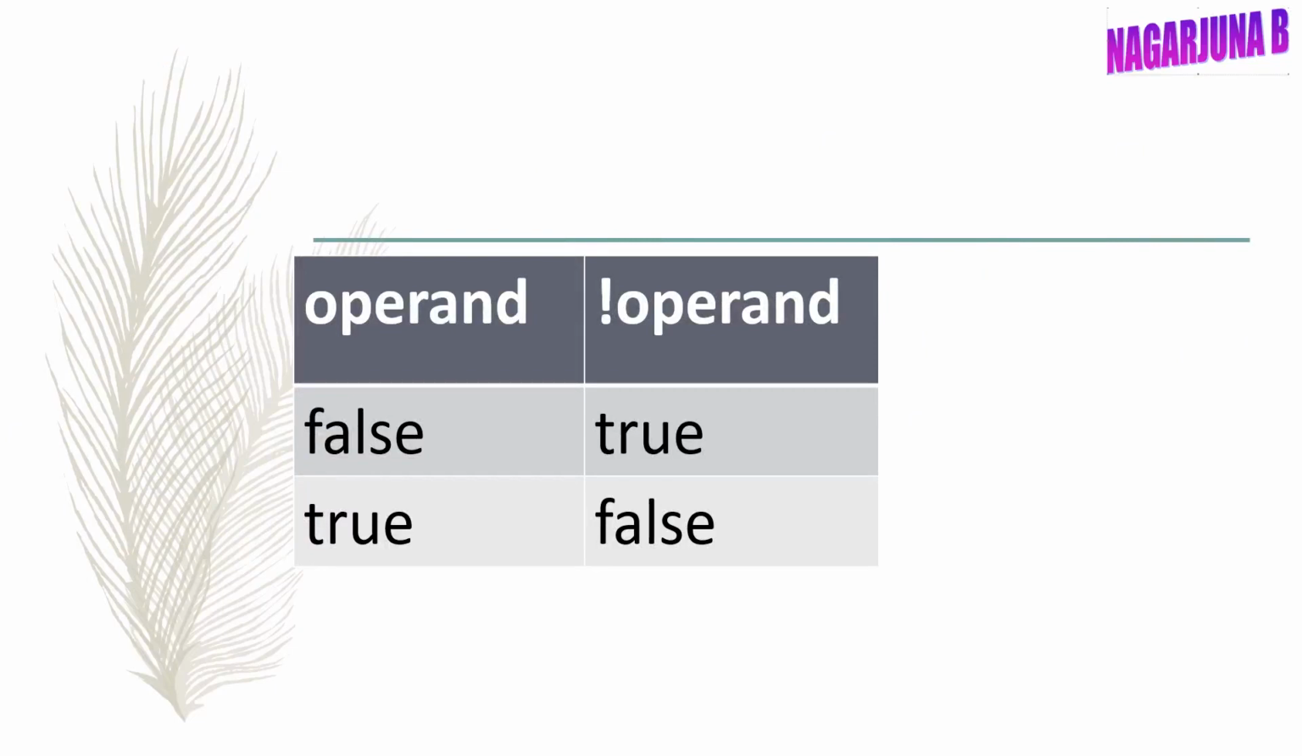This table shows the NOT operator truth table. Operand, negation of operand, that is, not of operand. If it is false, it will be true. If it is true, then it will be false.